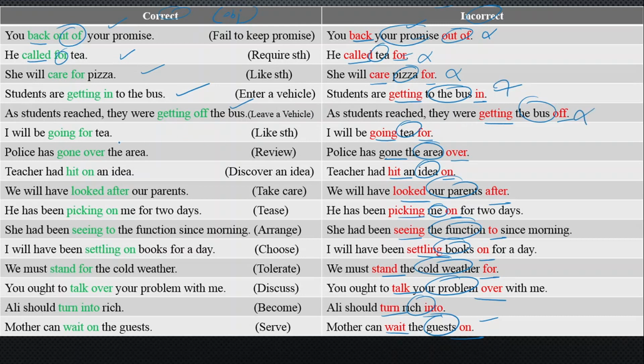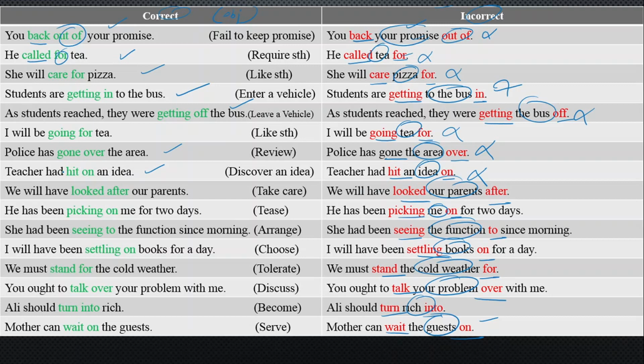I will be going for tea means I will like tea. "I will be going tea for" is wrong, it cannot be changed. Police has gone over the area, meaning reviewed the area. "Police has gone the area over" cannot be changed. It cannot be separated. That's why we call it a non-separable or inseparable transitive phrasal verb. Teacher added on an idea. "Teacher added it an idea on" is wrong.